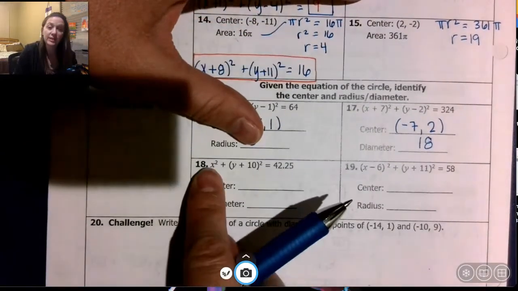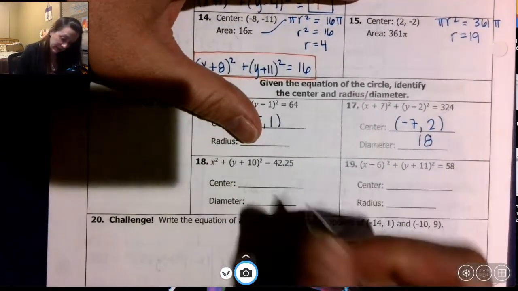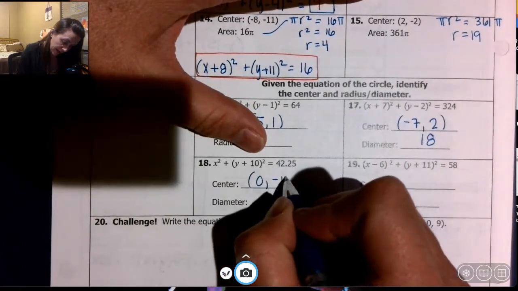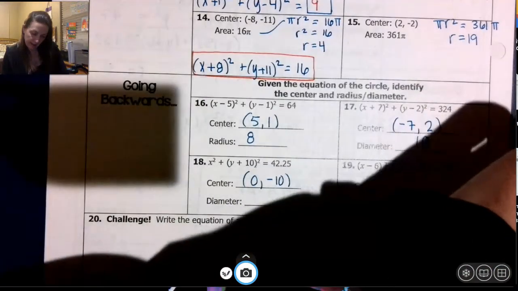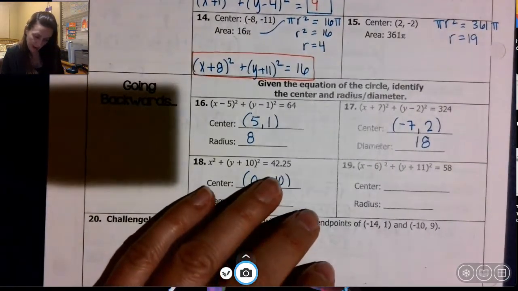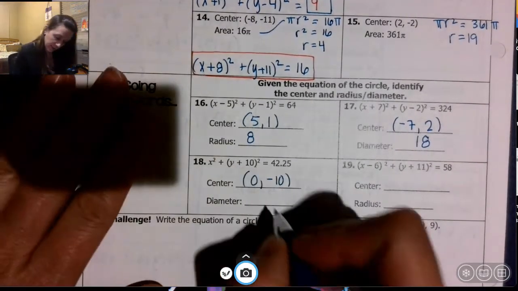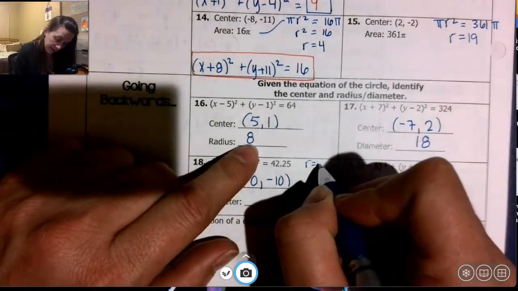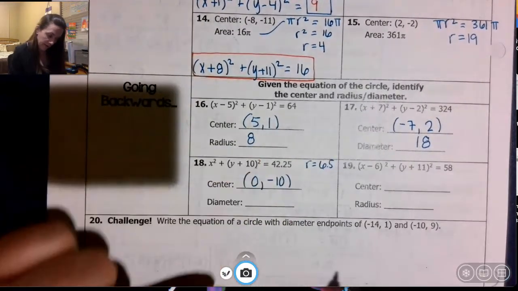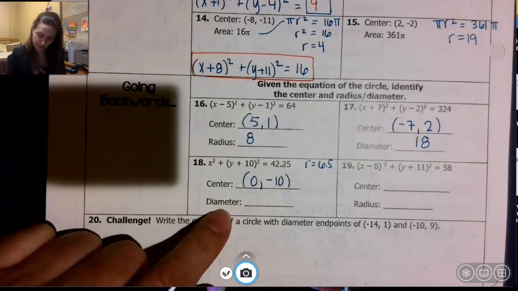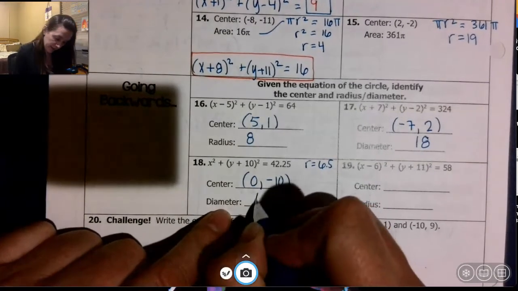Here, look, there's nothing with the x. So that means that the x coordinate is going to be 0. Y is negative 10. Second square root, 42.25. I end up with a diameter. Oh, my radius is 6.5. This is asking me for my diameter. So times 2 is going to give me 13.